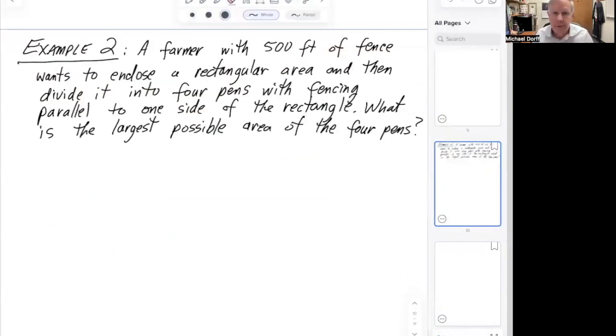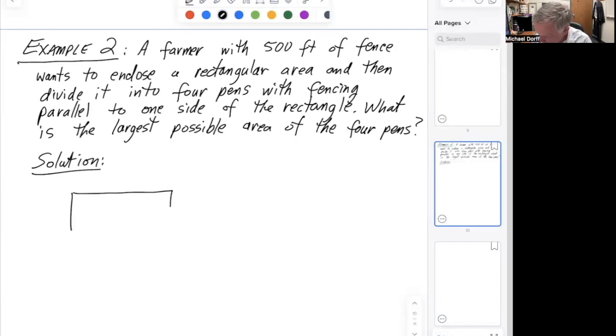In this one, we have a farmer with 500 feet of fence who wants to enclose a rectangular area and then divide it into 4 pens with fencing parallel to one side of the rectangle. What's the largest possible area of the 4 pens? So in this problem, I think it's very helpful to draw an image of what you're trying to do. So what do we have?